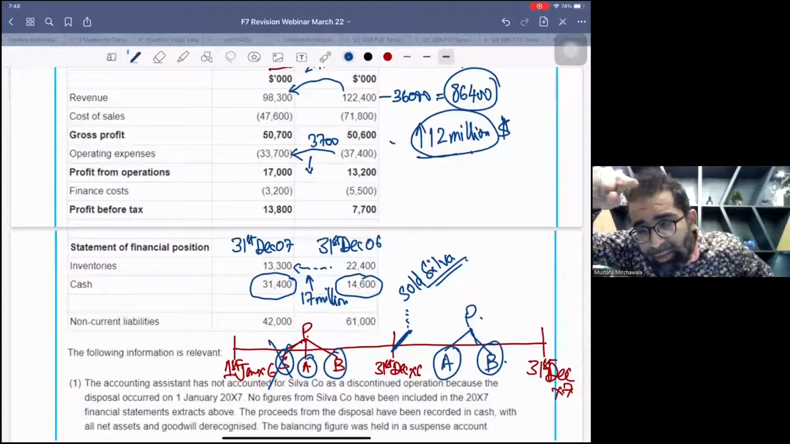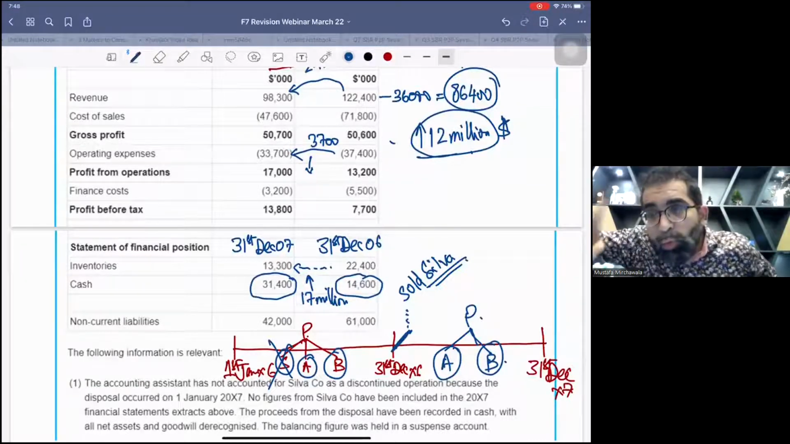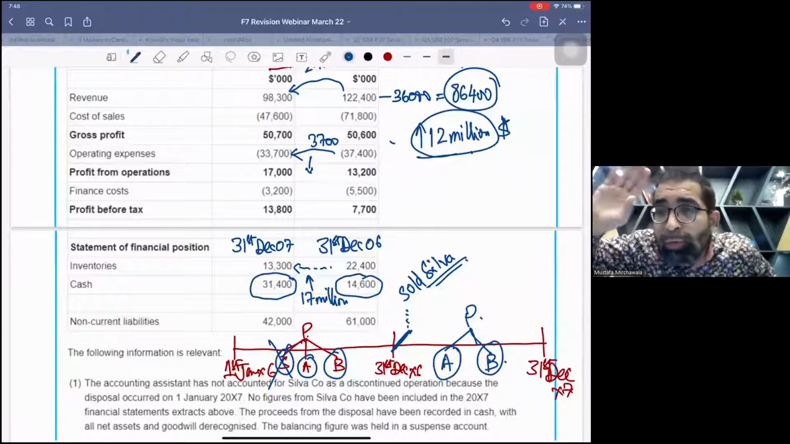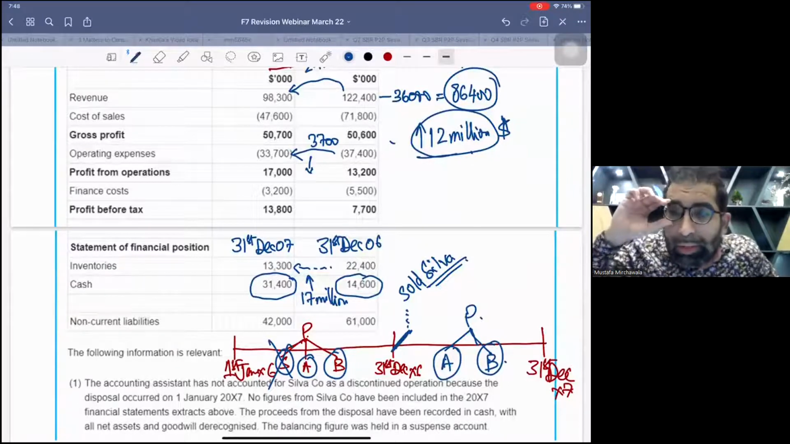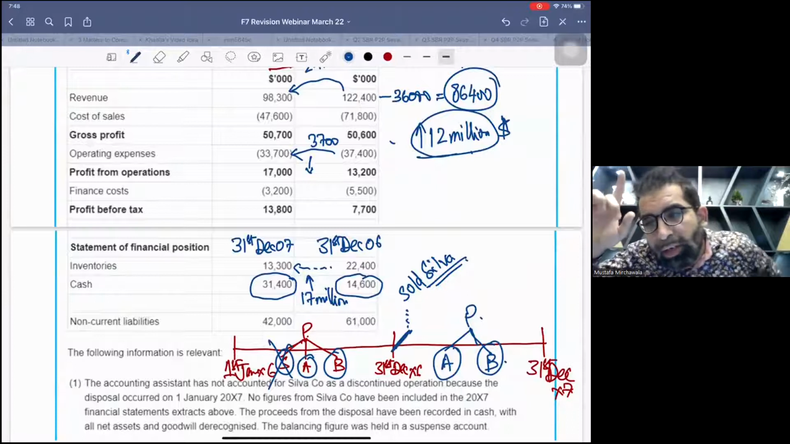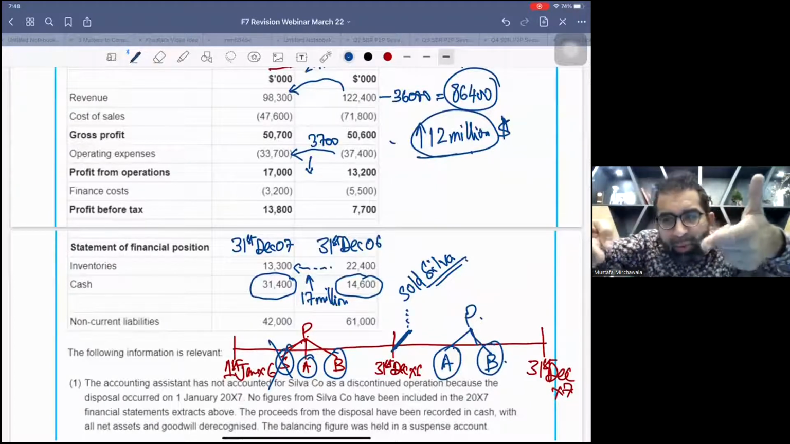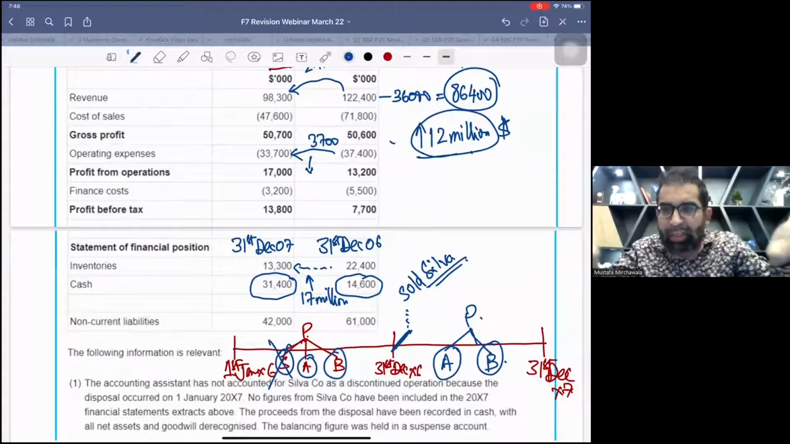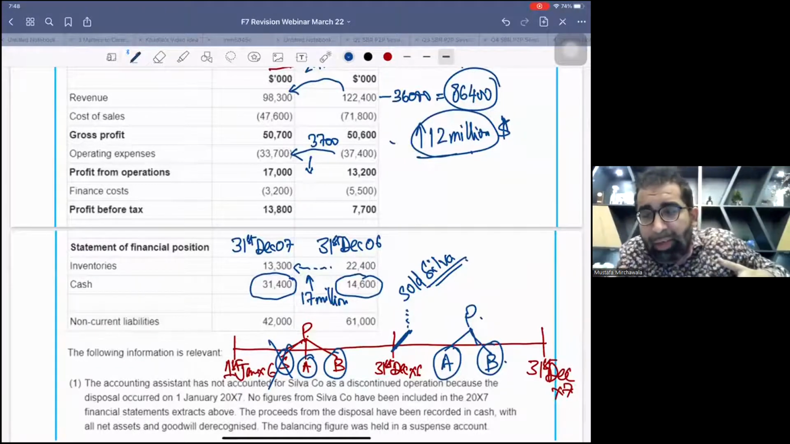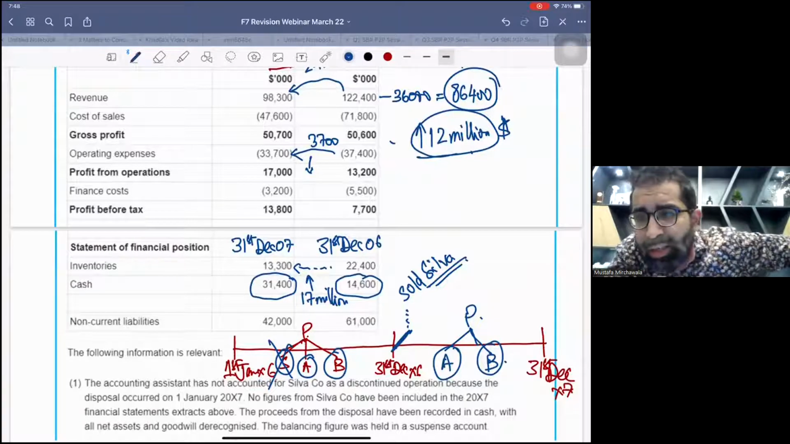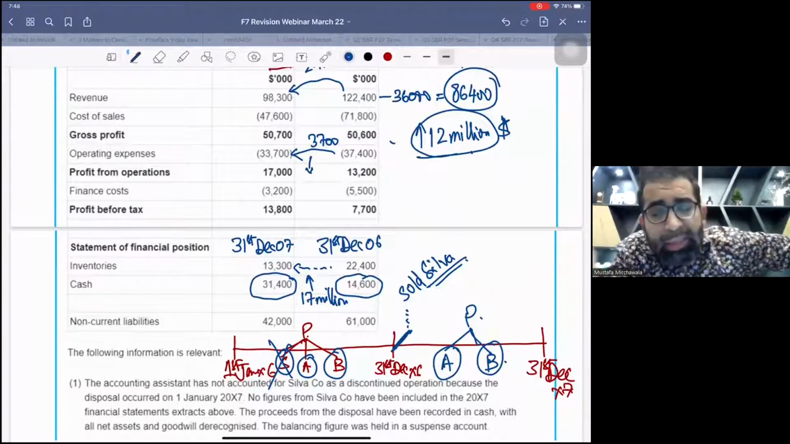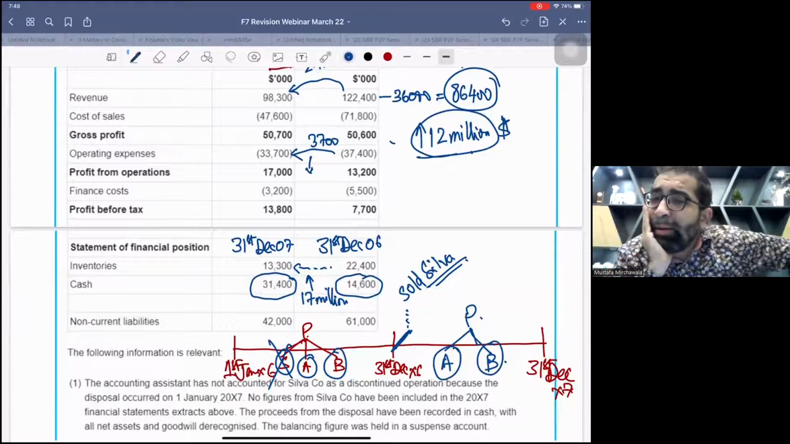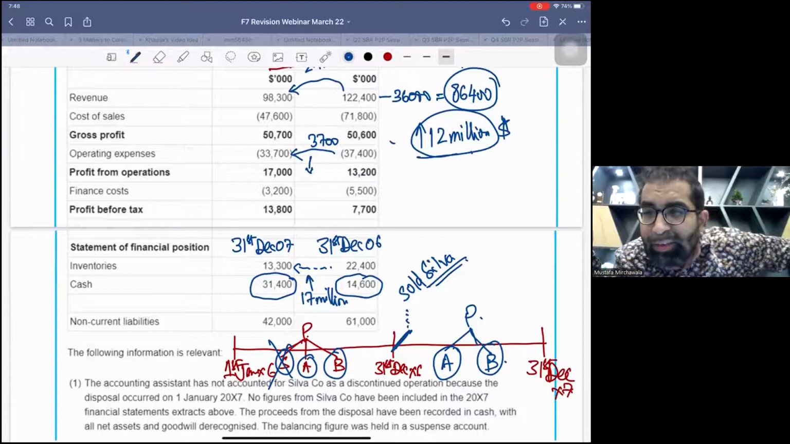You remember the first line we did, that we sold the running business of Silva for $42 million. That means $42 million came to the parent company. So there must be an increase of $42 million in the cash. But the increment is only 17 million. So where has the remaining cash gone?